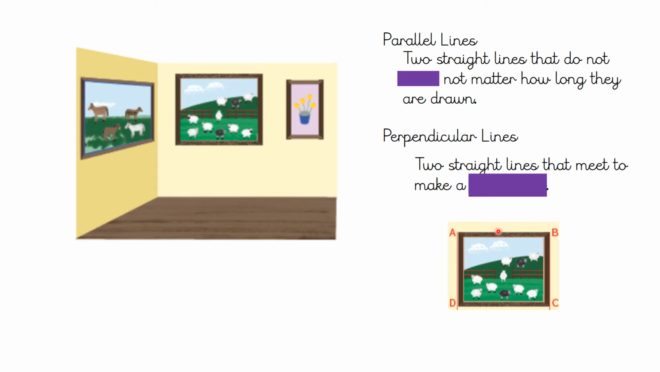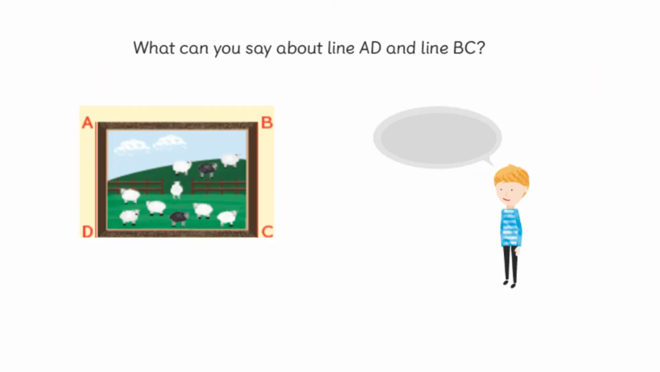This side or line would be AB. This one would be BC. This one would be CD. And this side or line would be DA. Pause the video and see what you can say about the sides of the rectangle. How did you get on? Did you manage to use our vocabulary to describe the sides of the rectangle?